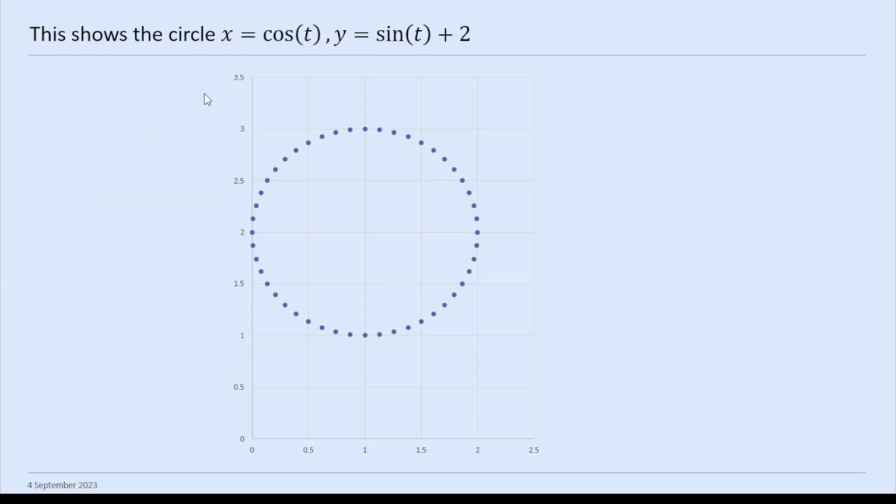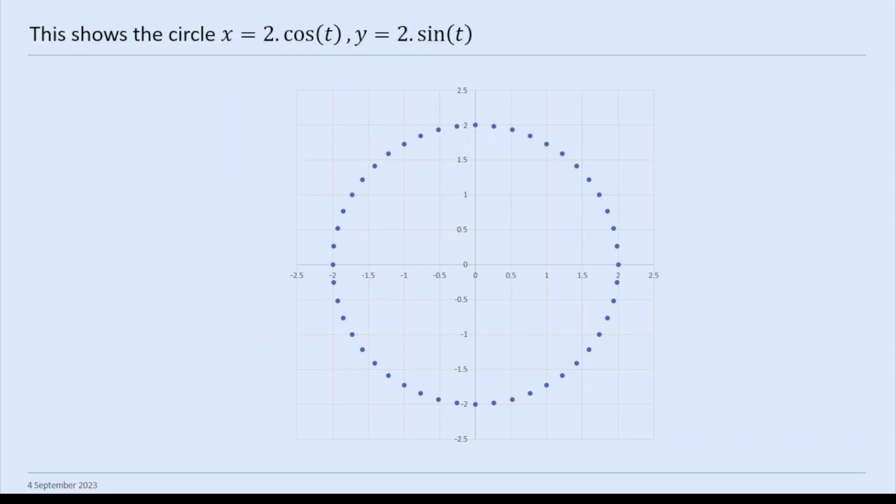Okay, so here's another example. Here we've kept the radius as 1, but we said cos t for x, and then y equals sine t plus 2, which has moved the centre up by 2. Here's one in which we've moved the radius to 2, so this is x equals 2 cos t and y equals 2 sine t. Looks like this.